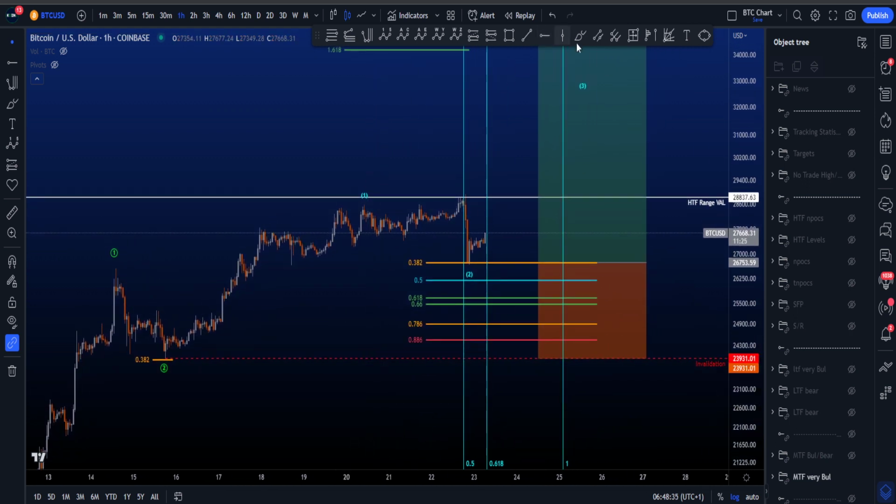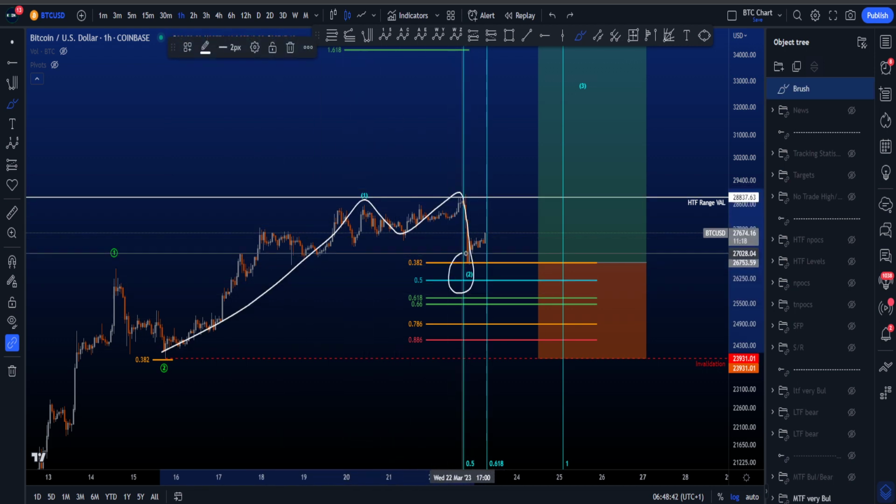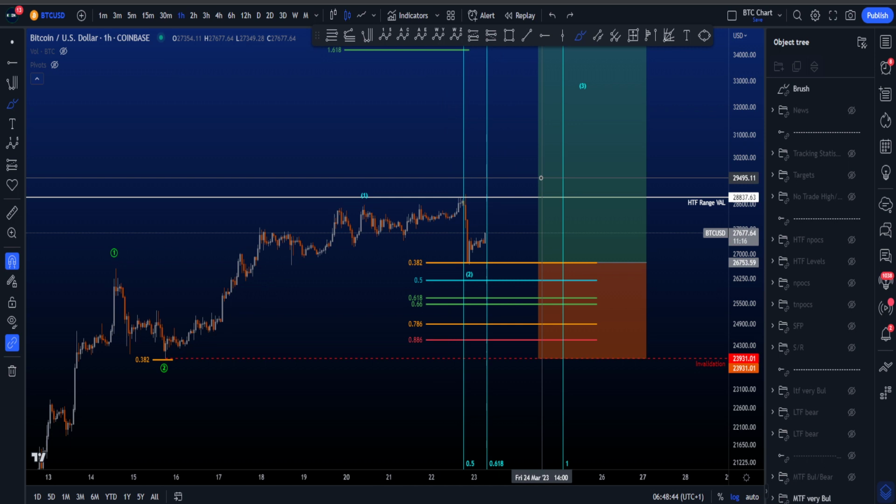Now in this scenario, if I zoom in just a little bit more to get a clearer picture, you can see that the blue count over here would then be this: a wave 1, followed by an ABC in a wave 2, and then looking for a big wave 3 to the upside.